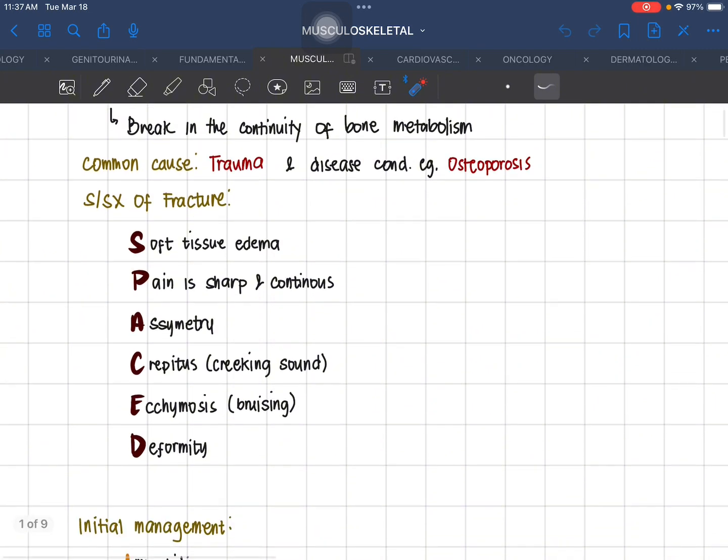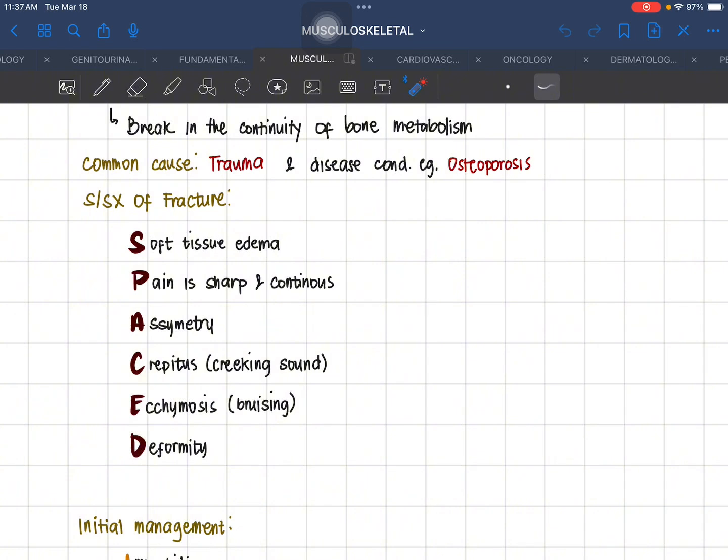So, what are the signs and symptoms of fracture? First is yung soft tissue edema. Next is pain. Pain is sharp and continuous. So, kapag nakaka-experience ka na ng ganun, possible na fracture na yun. Another is asymmetry, yung hindi siya pantay.